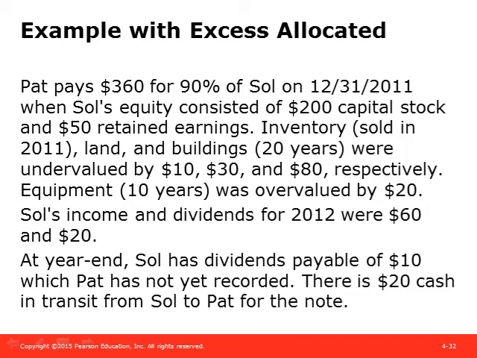And so with respect to book value, we know that inventory, land, and buildings with a 20-year life were undervalued by $10K, $30K, and $80K respectively. Equipment with a 10-year life was overvalued by $20K. Sol's income and dividends for 2012 were $60K and $20K. At year end, Sol has dividends payable of $10K, which Pat has not yet recorded, and there's a $20K cash in transit balance from Sol to Pat for a note.